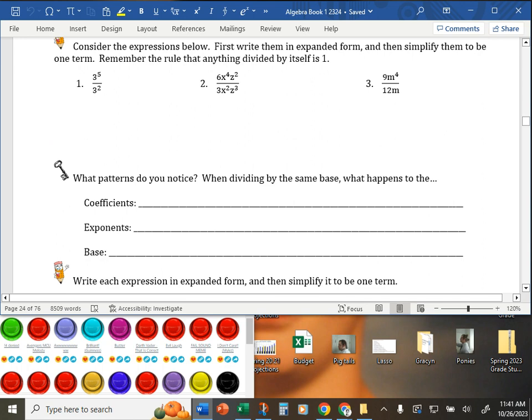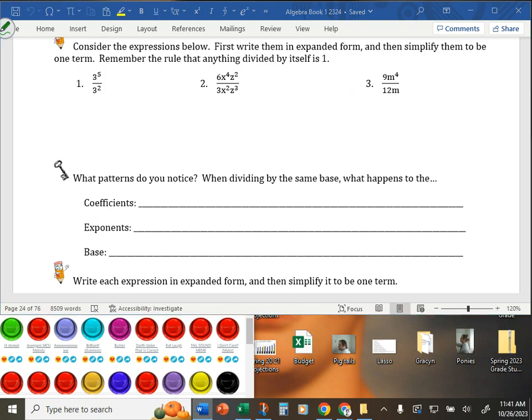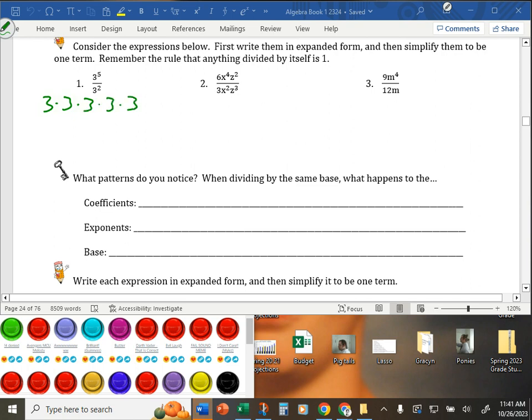The first example here, 3 to the 5th divided by 3 squared. First of all, is that 3 a coefficient or a base? Base. Is a base. Okay? There are 5 3's all being multiplied together there. So in expanded form, the numerator of this fraction is going to be 3 times 3 times 3 times 3 times 3. Right? And then the denominator, 3 squared, is just going to be 3 times 3. And notice where I placed those 3's in the denominator. That was intentional. And you're going to see why in just a little bit.